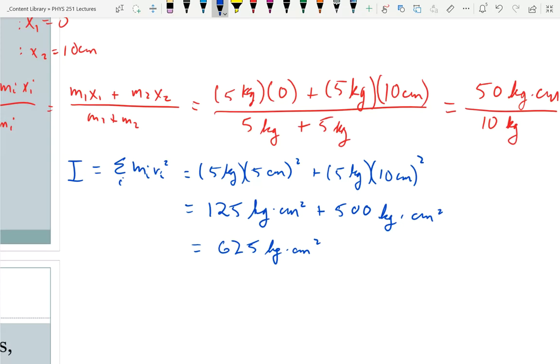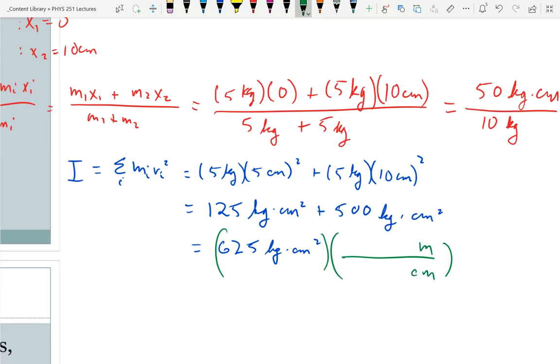That's not the SI units, right? What would the SI unit be? Kilograms times meters squared. So how do I convert this to get it into kilograms times meters squared? There's 100 centimeters in a meter. Which one needs to be on top, the centimeters or the meters? The centimeters are going to be on the bottom.